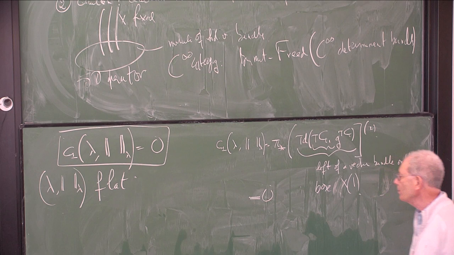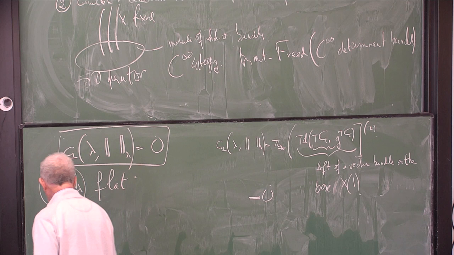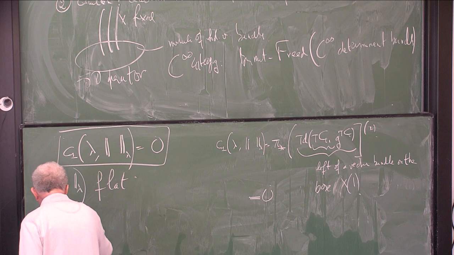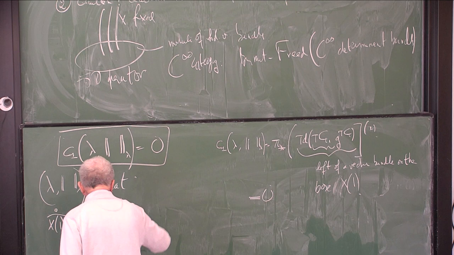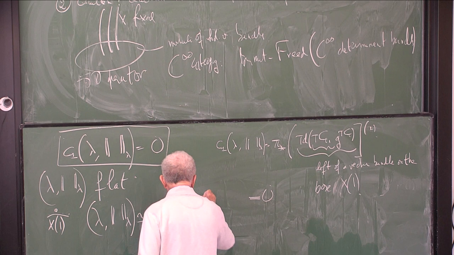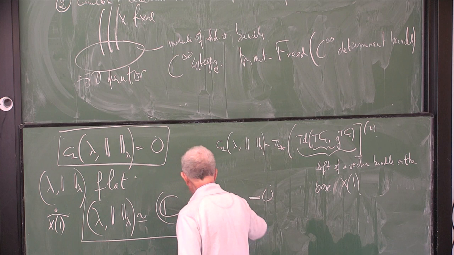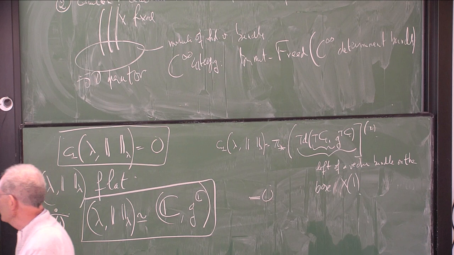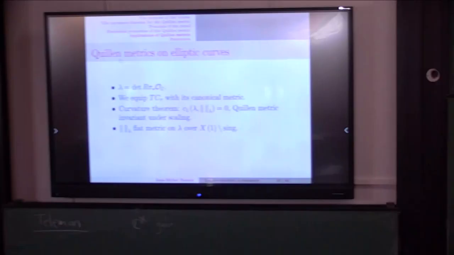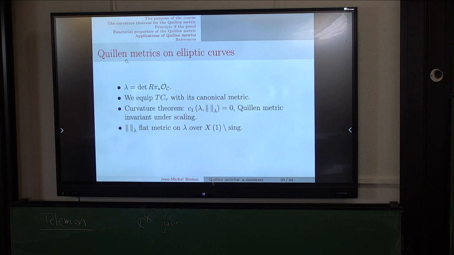And so what this ultimately says is that on the open set, inside S of 1 open, I just work for the moment on the open set, you can trivialize, you can identify canonically lambda with the trivial bundle C equipped with its canonical metric. Okay, so what are the consequences of this? I'm saying the Quillen metric for the moment is defined on X of 1, on the complement of the singular set, in particular the complement of the curves.